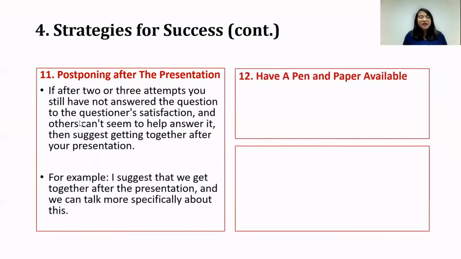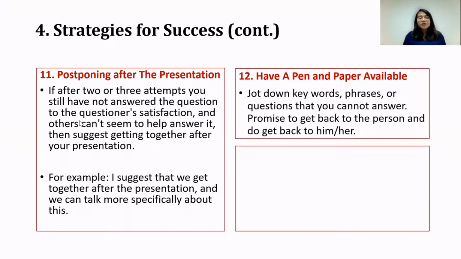Number 12, have a pen and a paper available. It's very important, although we're now very attached to technology. Why so? Let's see. Jot down keywords, phrases, or questions that you cannot answer. Promise to get back to the person and do get back to him or her.